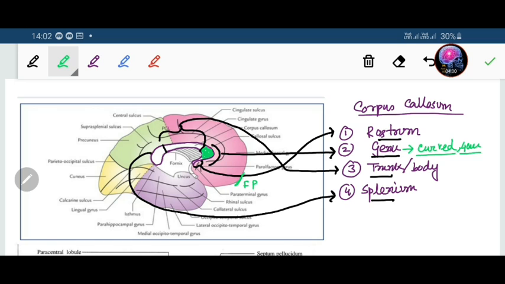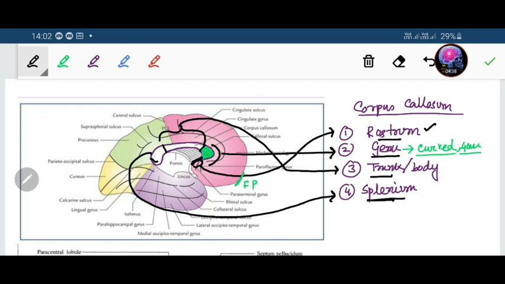The genu extends downward and backward as a thin prolongation, which is known as the rostrum. So rostrum is a backward and downward prolongation of genu. The trunk is the main middle part of the corpus callosum between the thick anterior curved genu and the posterior part. The posterior part is known as the splenium.